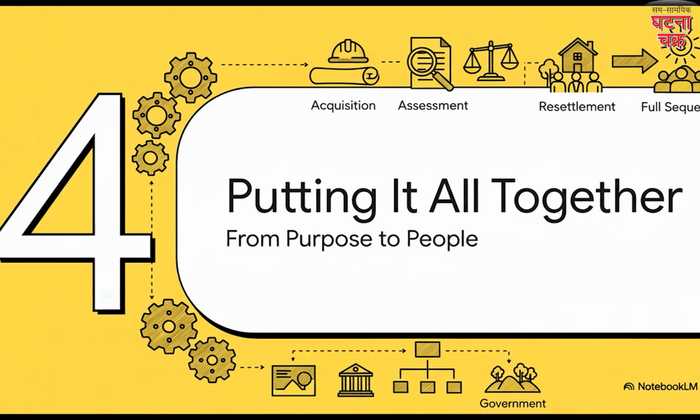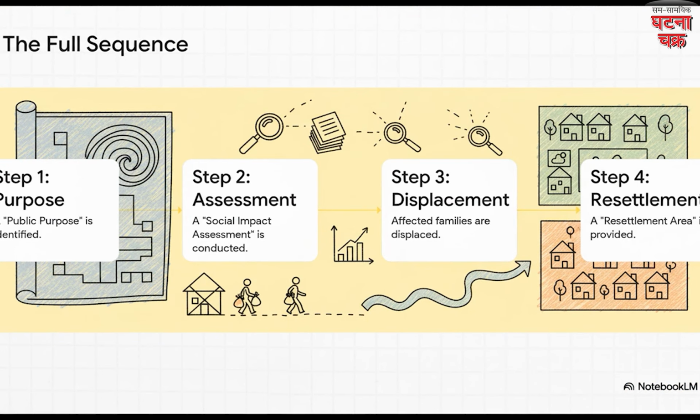Okay, so we've looked at all the individual parts. Now let's just step back and put them all together to see how this whole sequence plays out from start to finish. You can see it flows in a really clear, logical order. First, the government has to identify a legitimate public purpose. Second, it has to conduct that necessary social impact assessment to get a handle on the consequences. Third, if the project still moves forward, families might be displaced. And if they are, fourth, the government has to provide a resettlement area for those families.